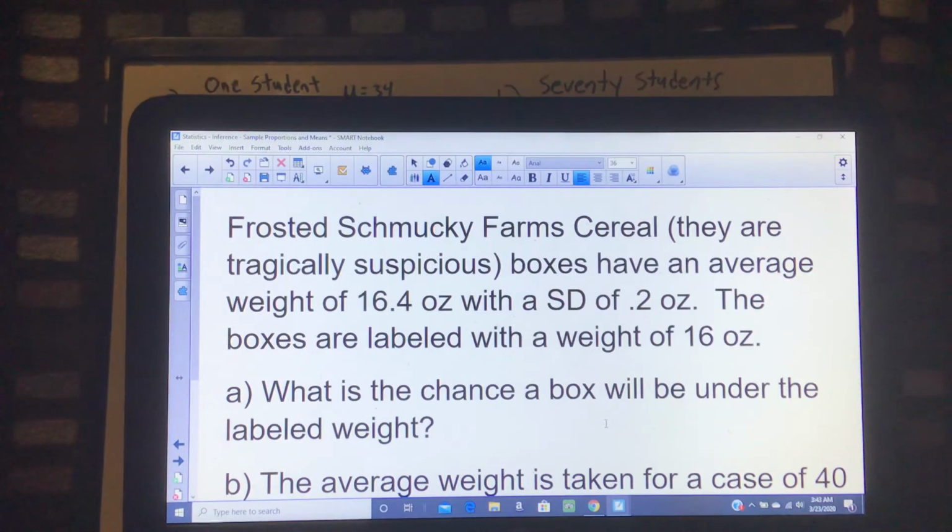Basically, it's about... I can't use Frosted Lucky Charms because... and they're, you know, magically delicious. That's trademarked. So I decided to go with Frosted Schmucky Farms, and they're tragically suspicious. So we'll use those because that's not trademarked.